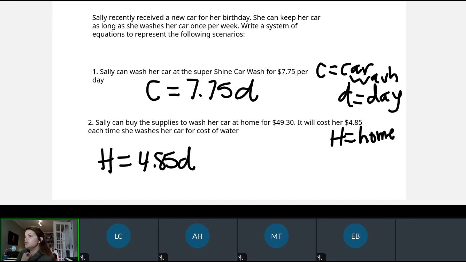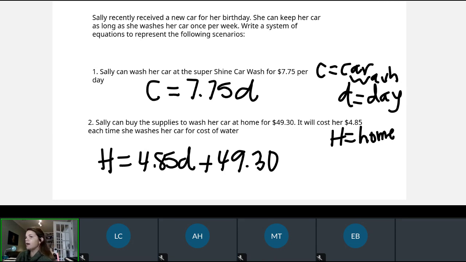Whatever variable you used for number 1, you need to use for number 2. If you used X, use X. It's $4.85 each day she washes it plus the $49.30 she spent in supplies, so like soap, brushes. That's it. So you're going to put the cost per day of making coffee at home plus the initial amount that you spent in supplies.